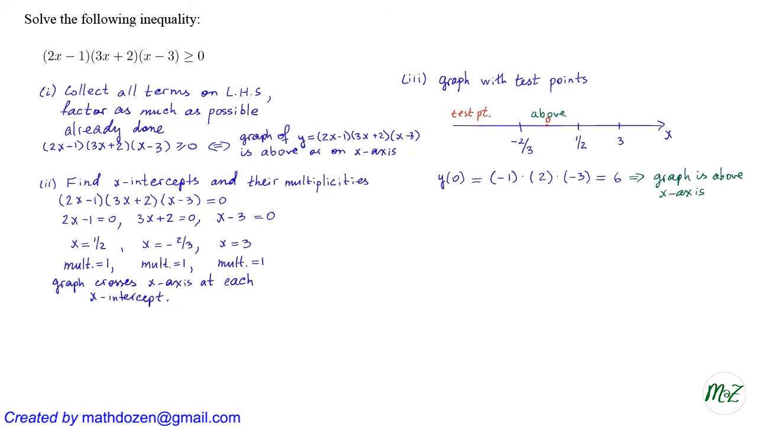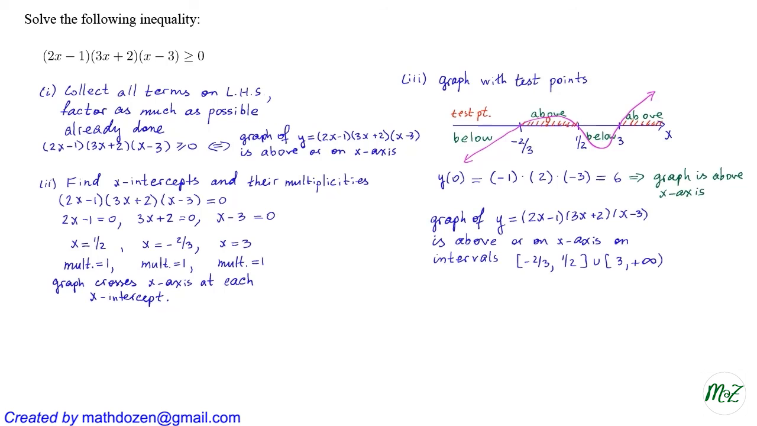And then, since the graph is crossing the x-axis at each x-intercept, to the other side of -2/3, the graph is going to be below. And then to the other side of 1/2, the graph is going to be below. And to the other side of 3, the graph is going to be above. So schematically, this is how the graph of the polynomial looks. So going back to the inequality, we're looking for the places where the graph is above or exactly on the x-axis. So for the above pieces, we have the interval between -2/3 and 1/2, and everything to the right of 3.